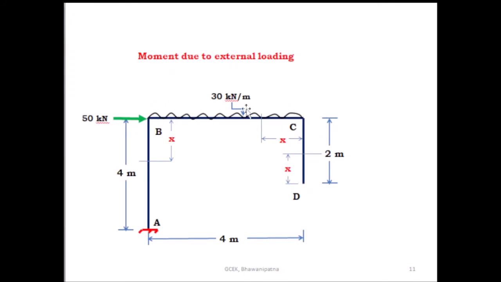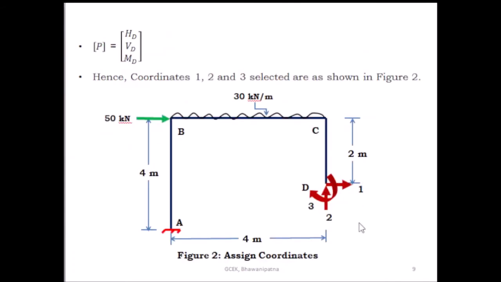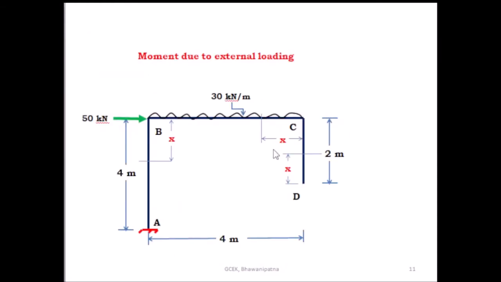So this is the external loading present, and you have to remove all the other redundant forces. You have to remove these redundants. Only consider the external loading, and due to that external loading, you have to find out what is the moment in span CD, then in span BC, then in span AB.